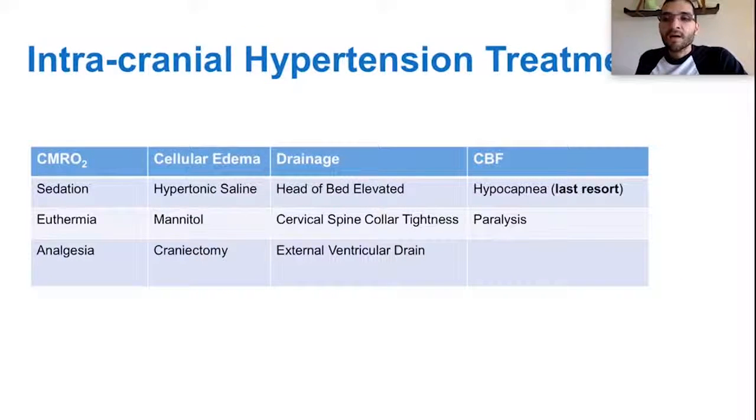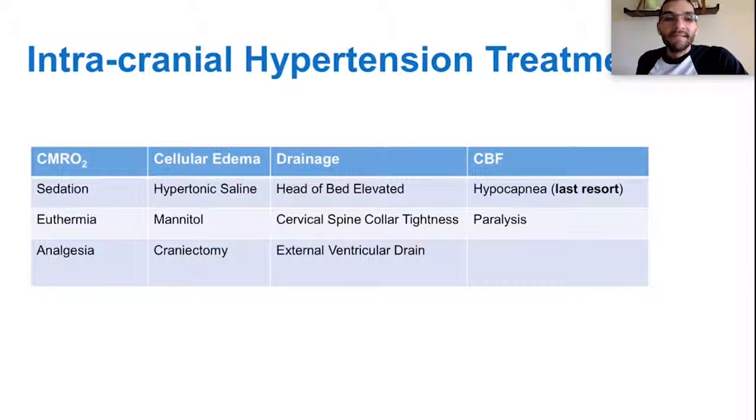Now I'm going to step back and talk a little bit about intracranial hypertension treatment. When you think about intracranial hypertension treatment, there are 4 ways to approach it. You can fix how much oxygen the brain uses to protect it. You can work with the cellular edema, try to fix the edema in the brain. You can drain CSF or help drainage of the blood in the brain to create some space, or you can decrease the cerebral blood flow. So let's start with number 1.